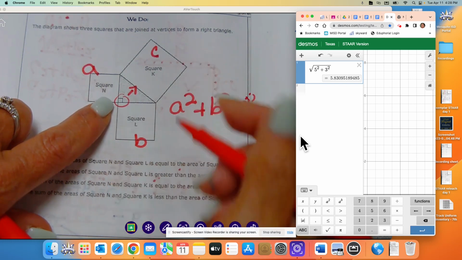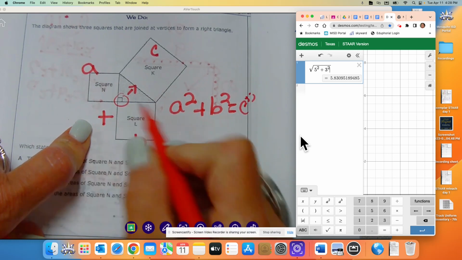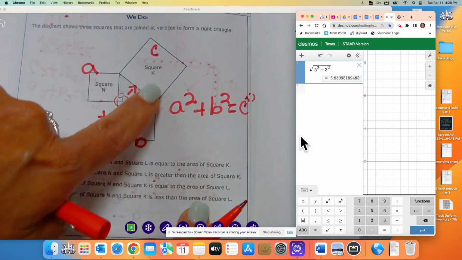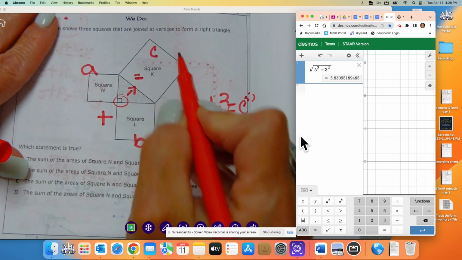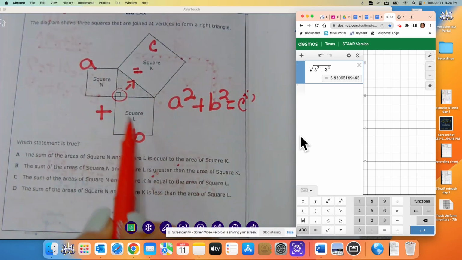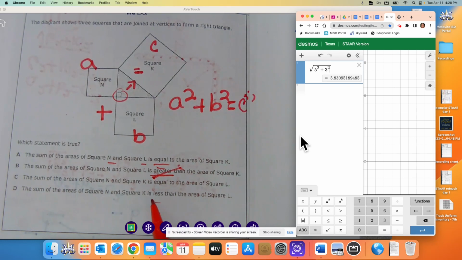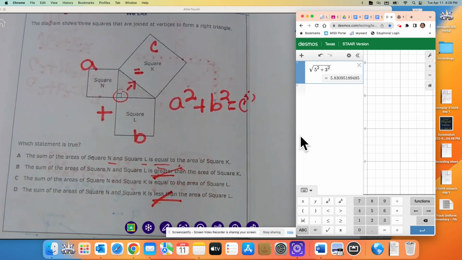Okay, but if you notice, these aren't A and B and C. This is N, so the area of N plus the area of L is equal to K. So the sum of the areas, that means I'm adding. N and L is equal. They're always going to be equal. So what you need to do is find the answer choice that says equal. This is greater, so it's not that. This one says less than, it's not going to be that. Remember, it's going to be equal.